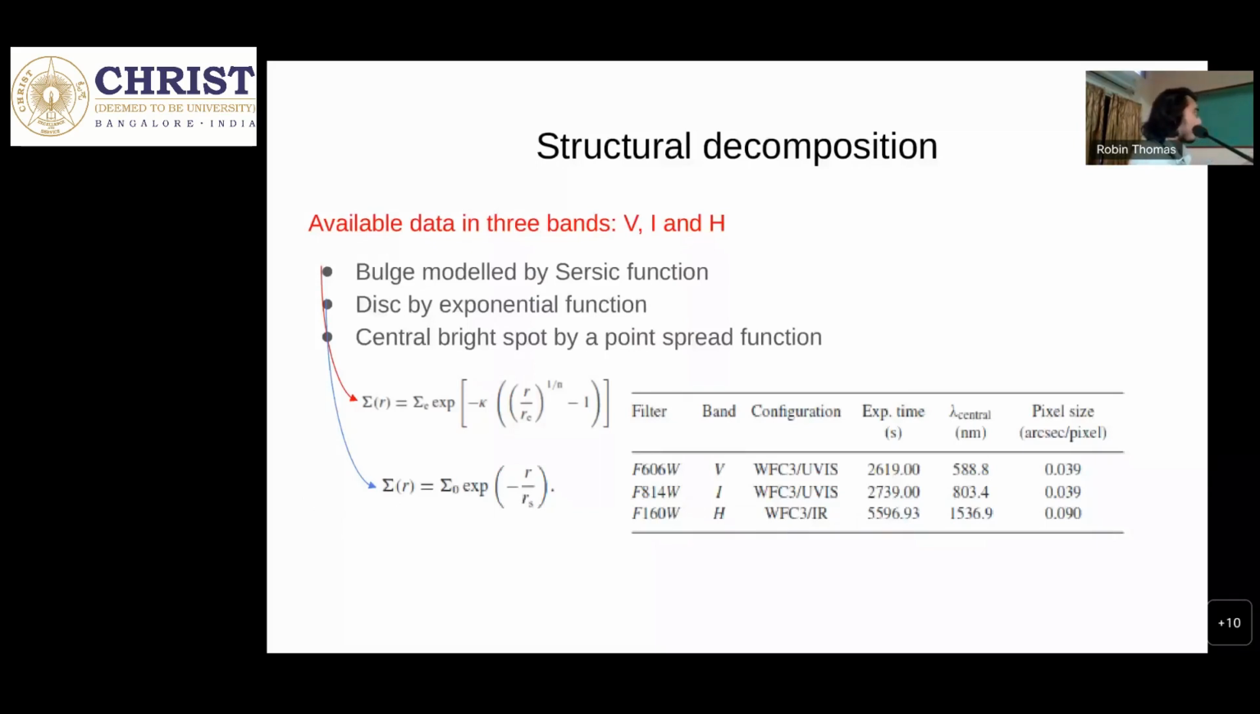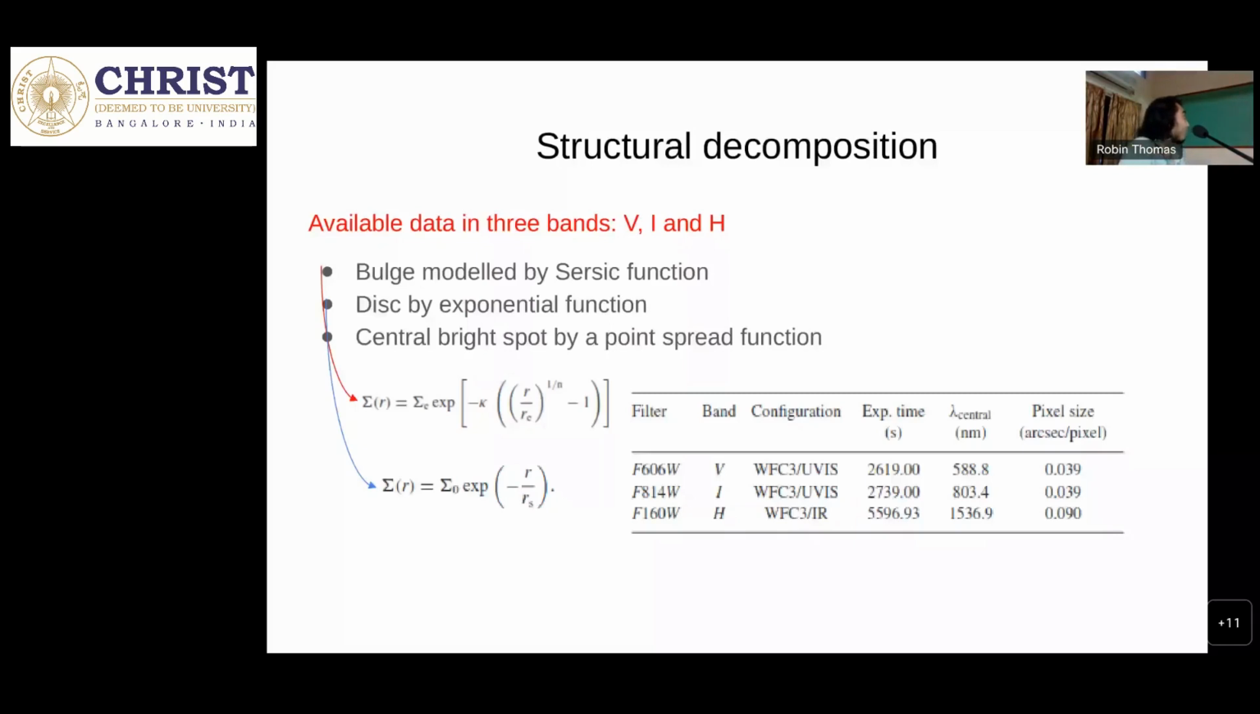Okay. So we had data in 3-band, in VIH, in optical data. This is infrared, and this is kind of ultraviolet visible range, these two, and this is infrared. So we had 3-band data available, so we could see how the parameters are changing with the change of wavelength. From that we can draw some inference also.